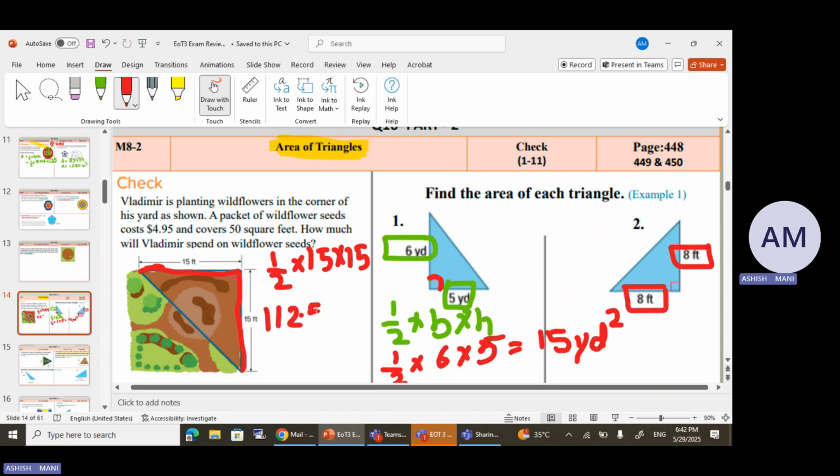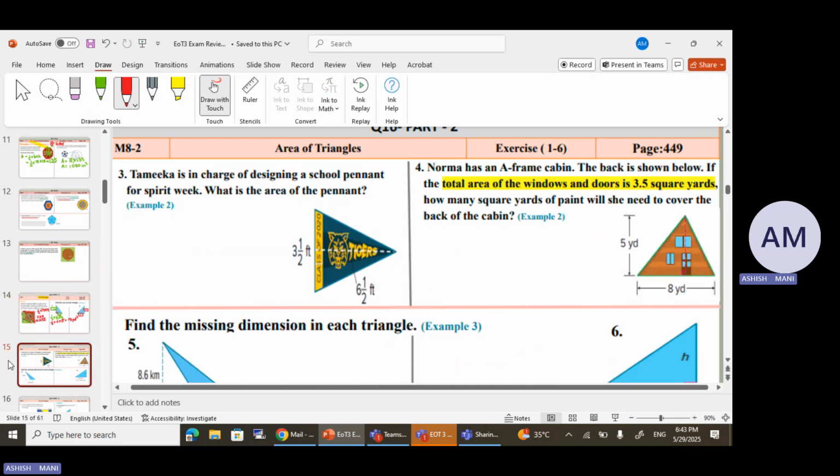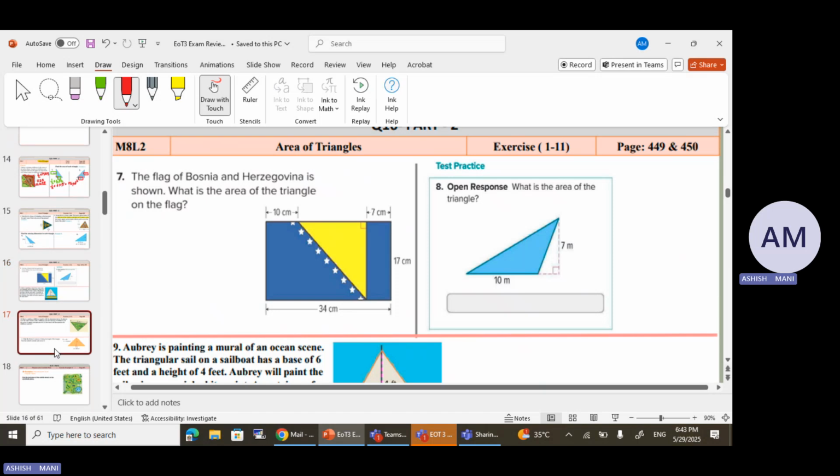112.5. Now multiply this with the cost, 4.95, and you will get how much he spent. This is how we find the area of a triangle. All the questions are based on the area of a triangle.